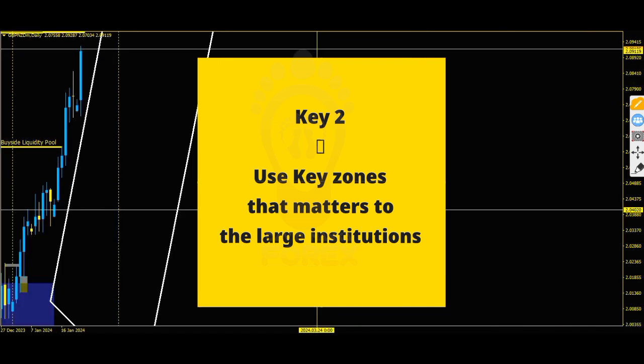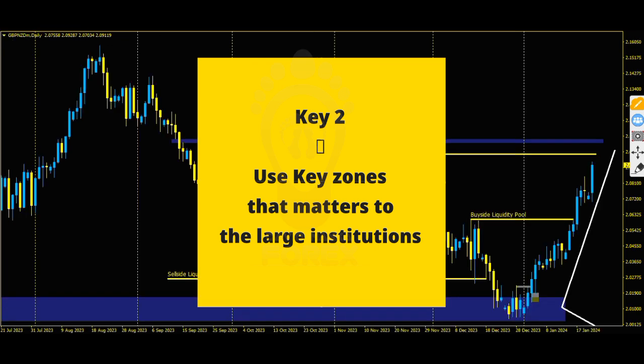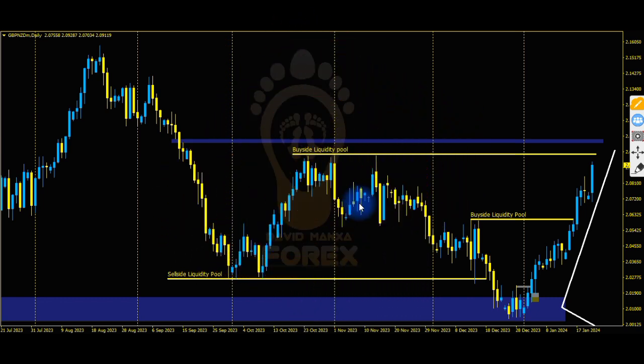Okay, so moving on now, the second key that I want to talk about that will help you in avoiding the manipulation is key levels. Always consider key zones that matter to the large institutions. On a personal level, these zones can either be a price range with evidence of large long or short entries by the large institutions, like the real demand or supply zone that I teach right here on this channel.